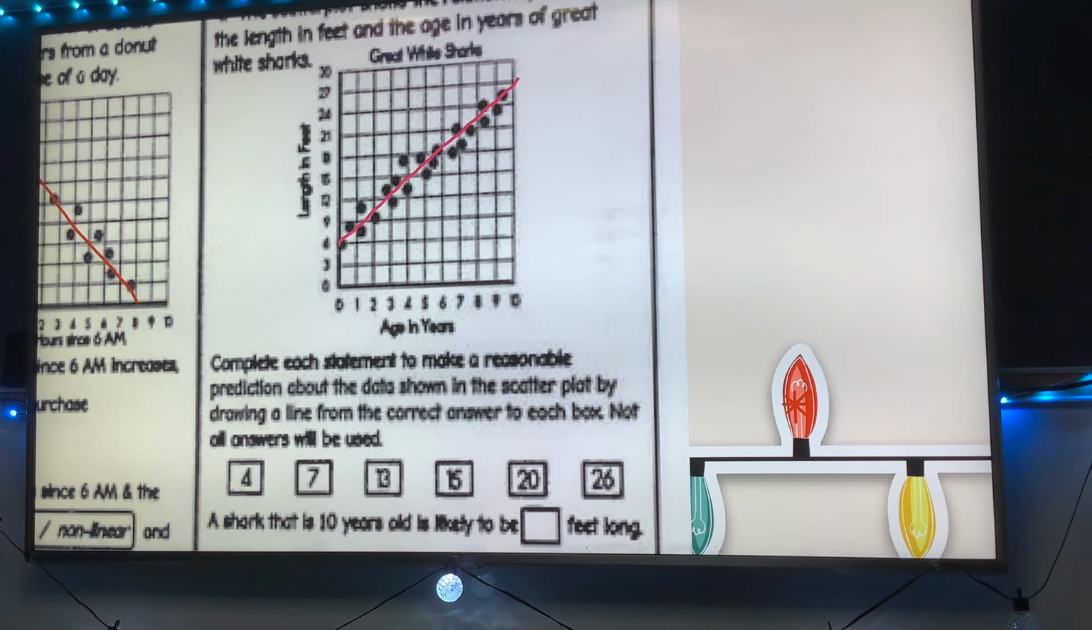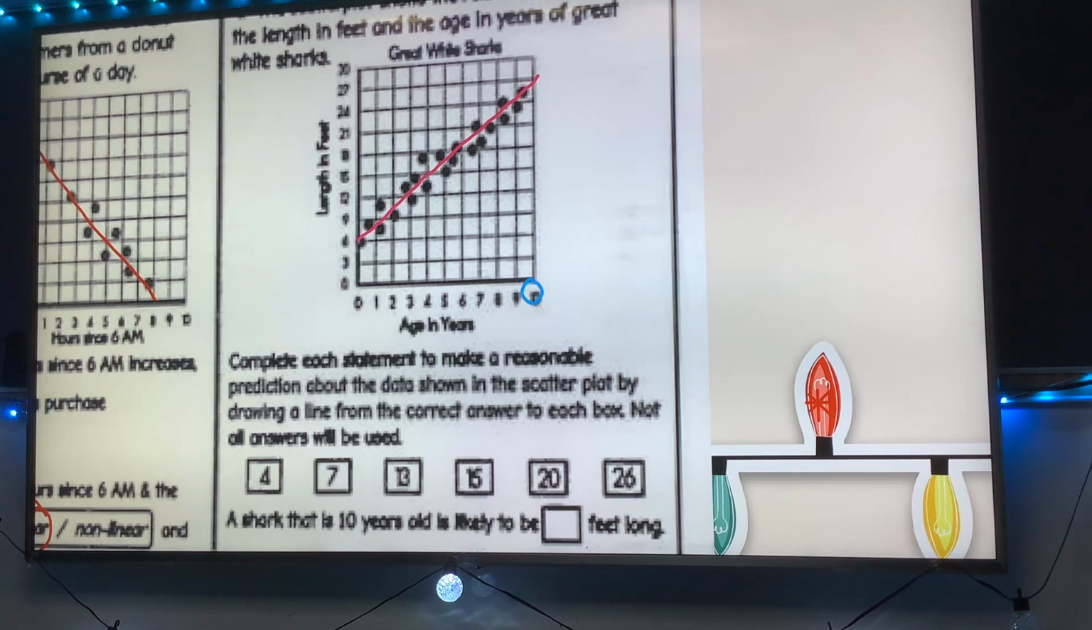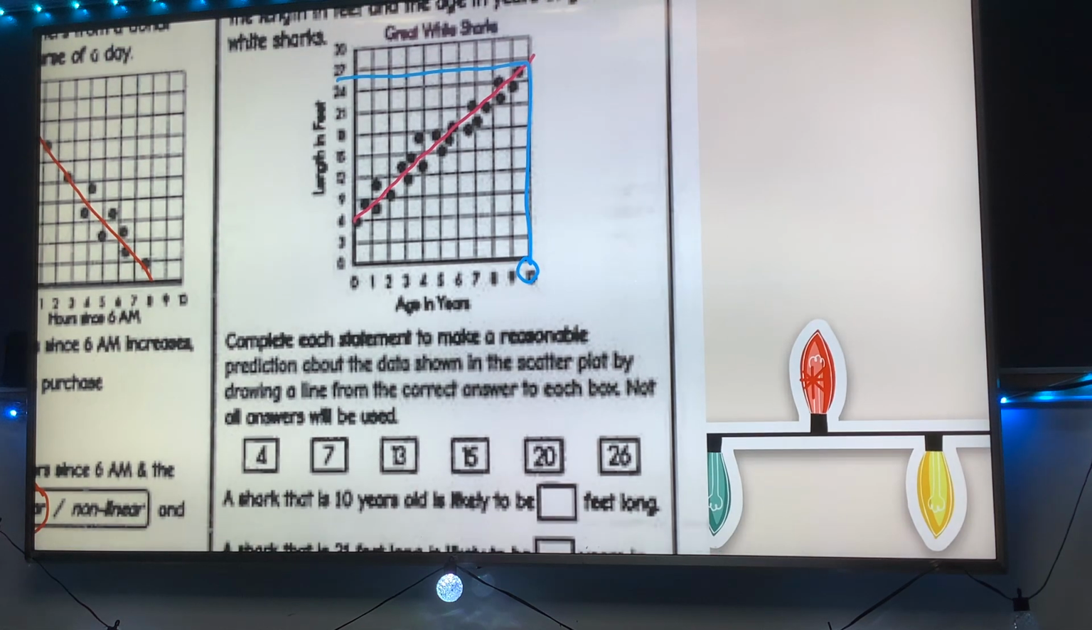A shark that is 10 years old. I'm going to 10. I'm going to go up and hit my line. And I'm going to go over. About how long is he? I'm between 24 and 27, but closer to 27. So I bet he'd be 26 feet long.